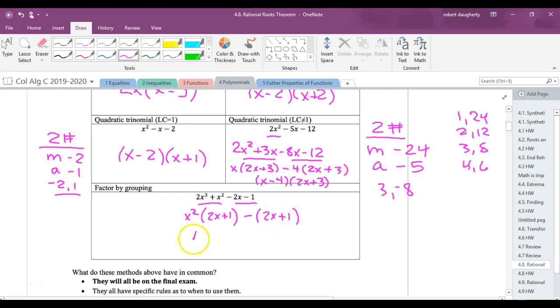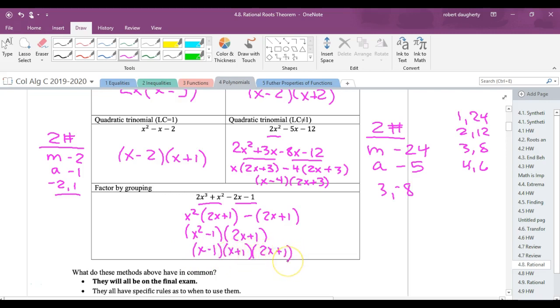So this is x squared minus 1 times 2x plus 1. Is that completely factored? No, what can factor now? Yeah, x minus 1, x plus 1, 2x plus 1.